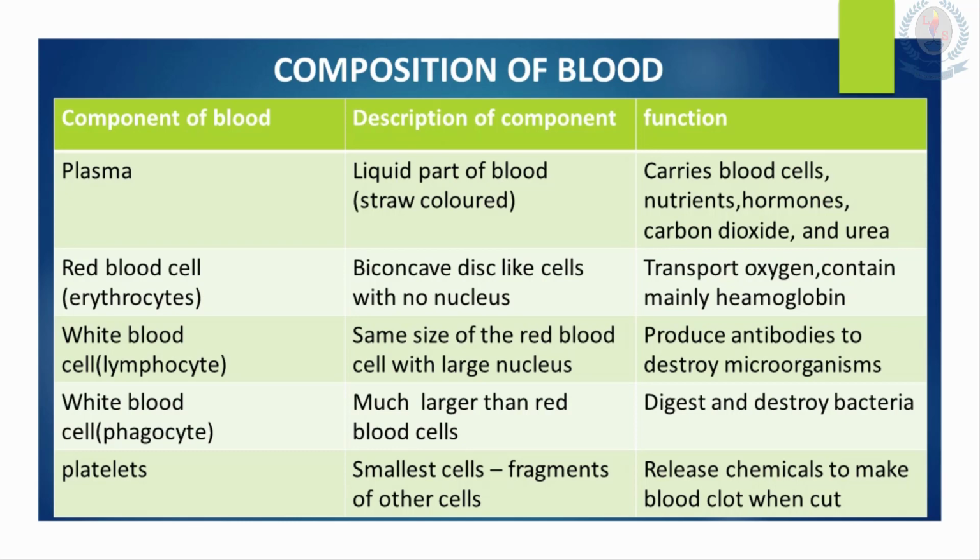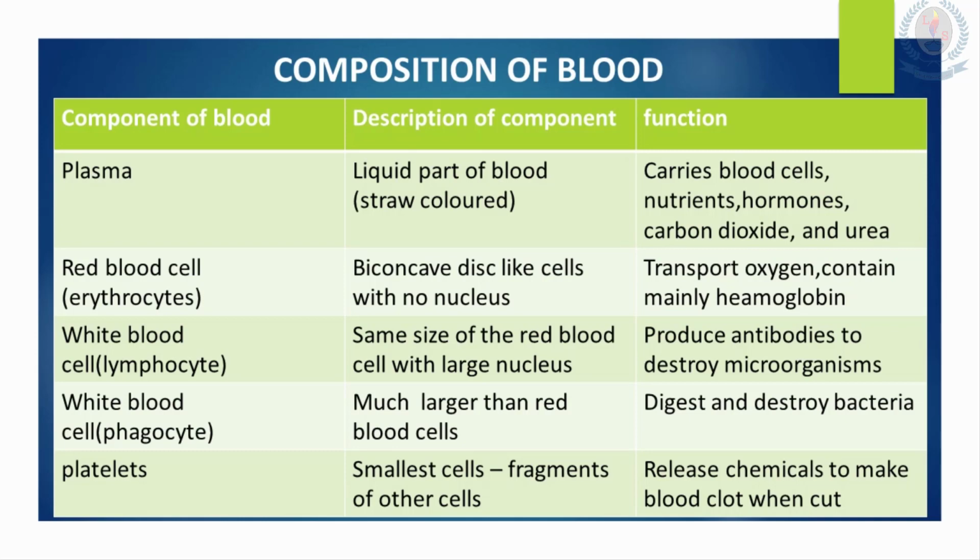Now we will see those parts from this table. Here is the plasma. You know that plasma is the liquid part of the blood. What is the color of plasma? Straw colored. And what is its main function? It carries blood cells, nutrients, hormones, gases like carbon dioxide, and urea, and it also helps to distribute heat around the body.